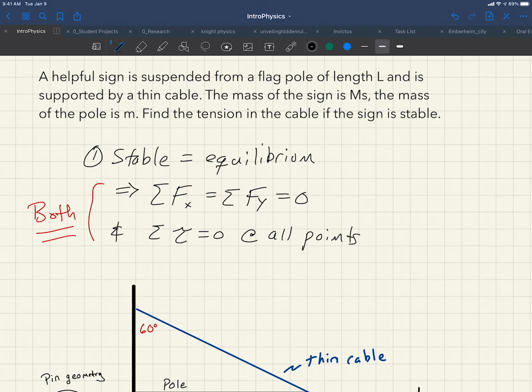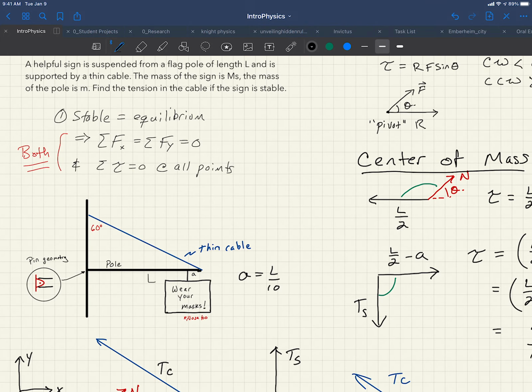So, we say there's a helpful sign suspended from a flagpole of length L, and it's supported by a thin cable. The mass of the sign is m_s and the mass of the pole is m. Find the tension if the sign is stable. What do we mean? We're finding the tension in this thin cable right there. You've probably seen this sort of thing before. This cable is put in such a way so that this pole is held stable.